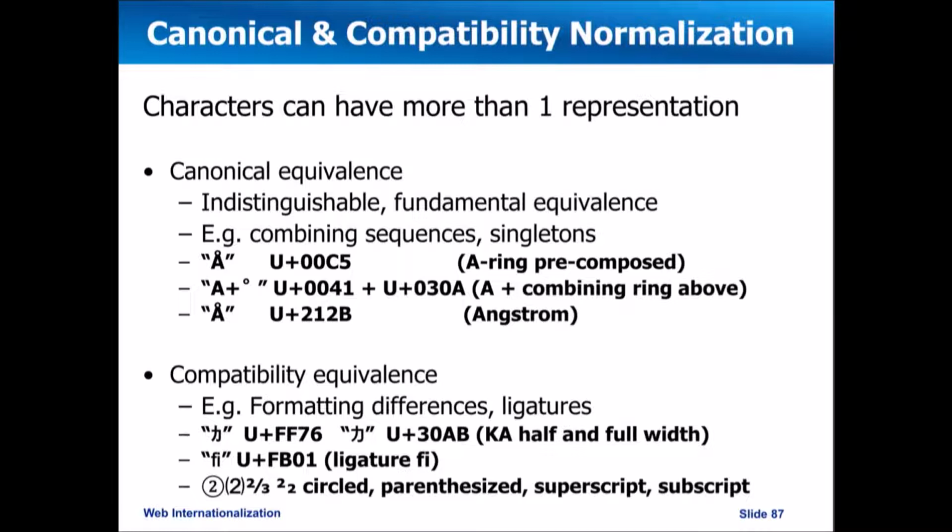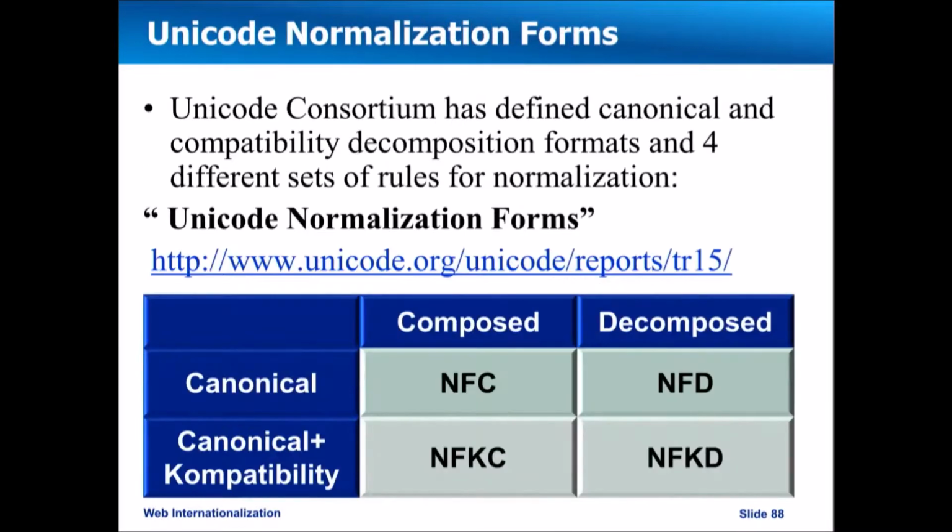But these three ways are three ways of representing the same character. They're considered to be canonically equivalent. No difference. They display the same. They should be treated the same wherever you see them. On the other hand, you have characters with formatting, superscripting, ligatures like FI, where it's typographically bringing the characters together, but it's equivalent to F and I. So those are called compatibility equivalents.